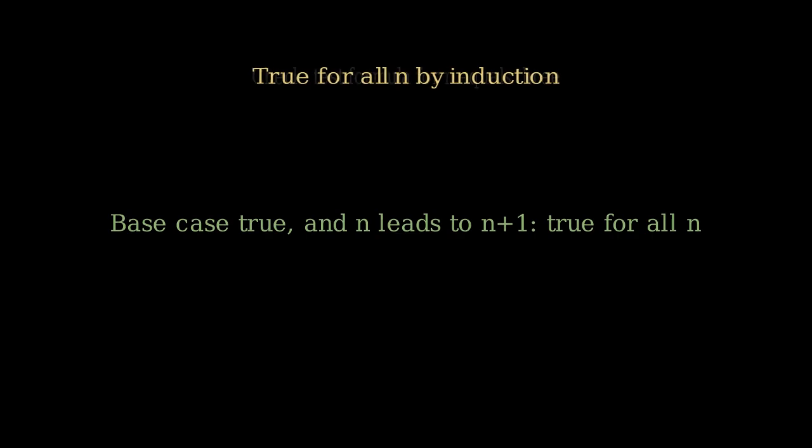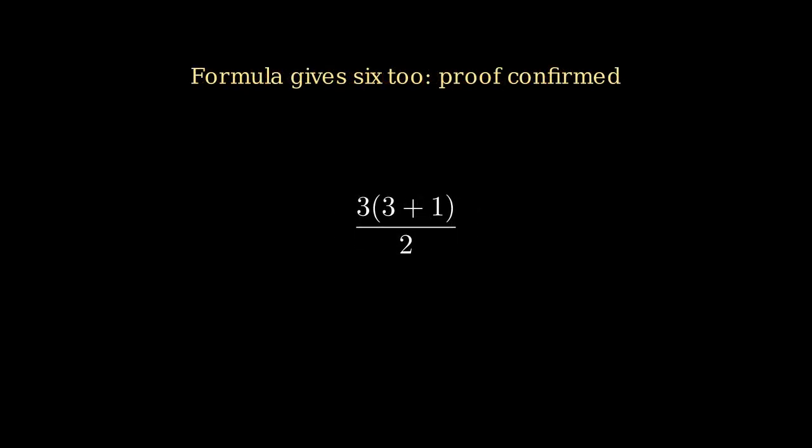To check our answer, let us test the formula directly for n equals 3. The sum of the first three whole numbers is 1 plus 2 plus 3, which equals 6. Using the formula, 3 times open bracket 3 plus 1 close bracket divided by 2 equals 3 times 4 divided by 2, which equals 6. Both methods give 6, so the formula and our proof are confirmed correct.